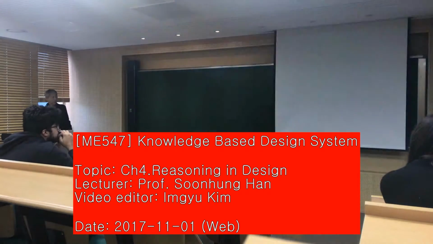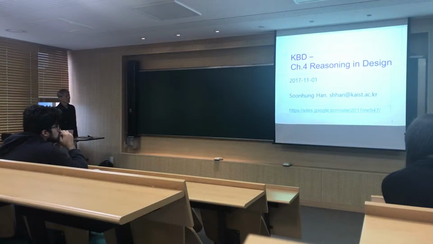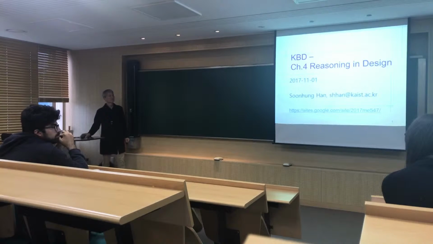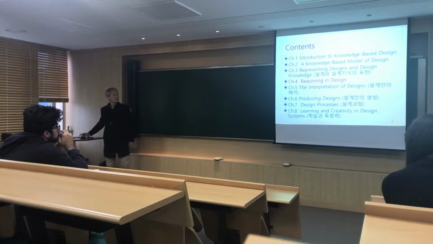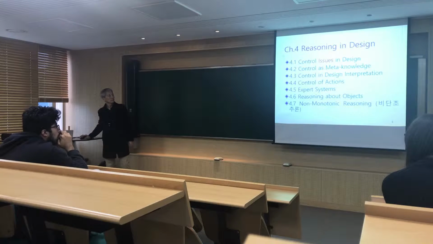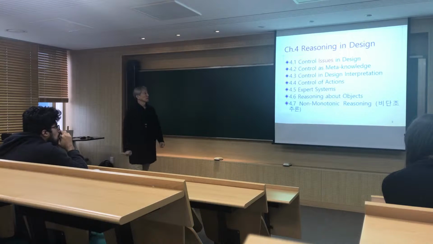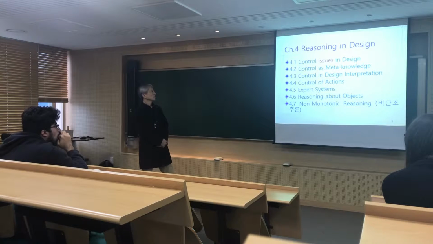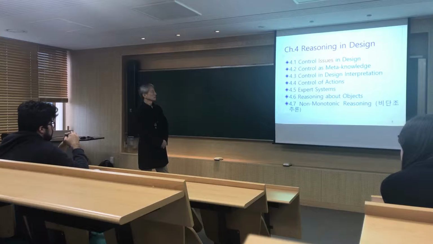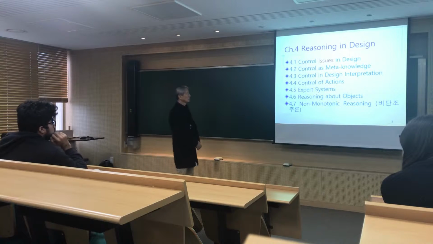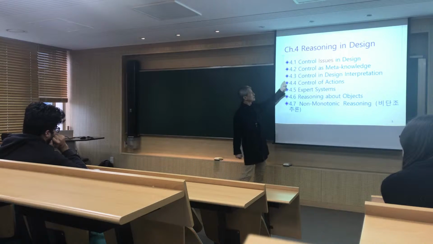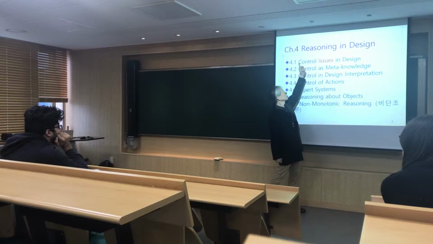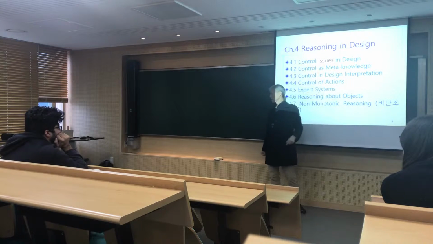So this is chapter 4, reasoning and design. And so we are in the middle of the book. I will cover the first section, control issues in design. As you remember, control was related with reasoning and also meta-knowledge.